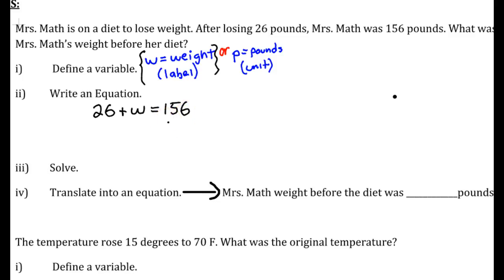Yes. Some people are shaking their head no. Do you have a different option? Can I explain mine? Sure. She lost 26 pounds from the diet. So if you add 26 pounds to the weight she had before the diet, after the diet, would equal the weight she had.